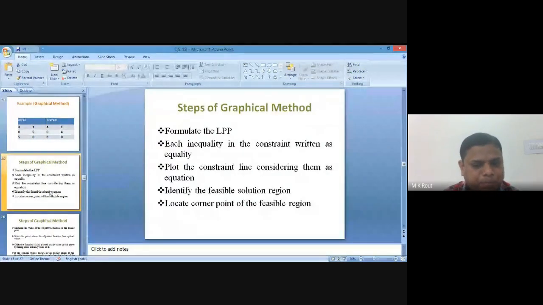Is it clear? Then step number 3, plot the constraint lines considering them as equations. Then next step, identify the feasible solution region, locate your corner points of the feasible region. Just note down, there are other steps as well.